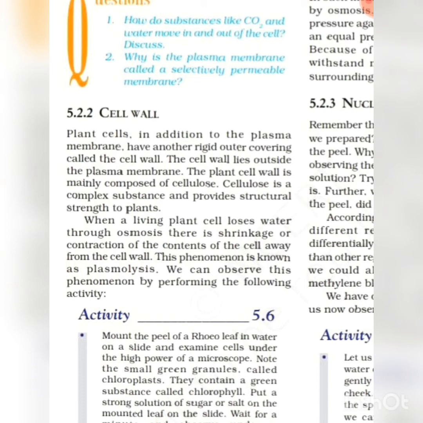When a living plant cell loses water through osmosis, there is shrinkage or contraction of the content of the cell away from the cell wall. This phenomenon is known as plasmolysis. We can observe the phenomenon by performing the following activities. Now here you have to learn one definition. What is plasmolysis? Plasmolysis किसे कहते हैं?